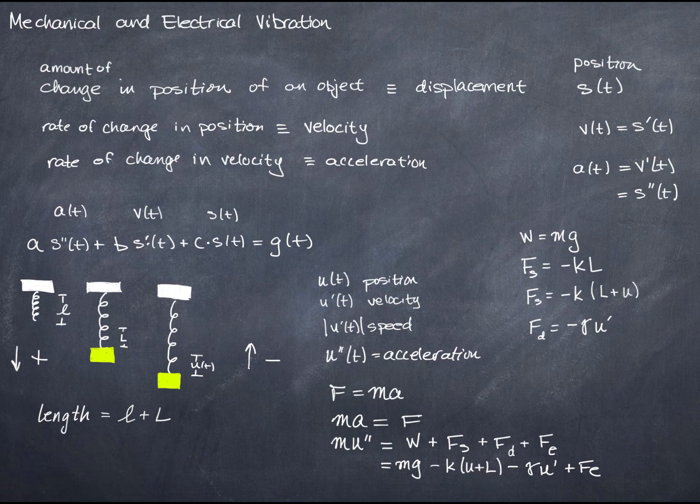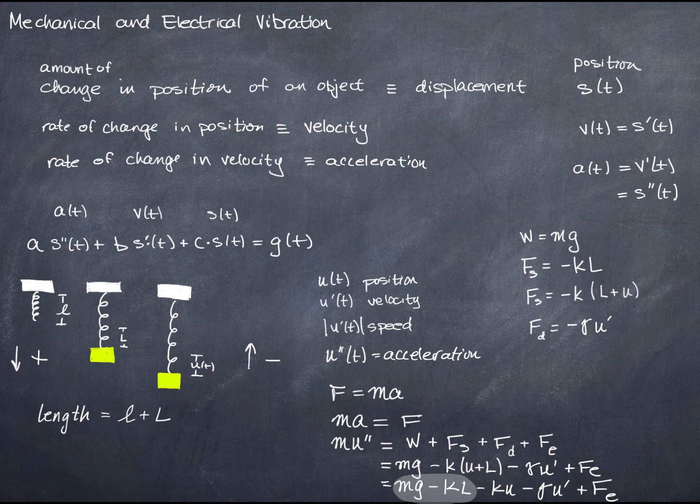If I now distribute, I get mass times acceleration due to gravity minus KL, and then minus K times the function U, minus a different constant times U prime, plus any external forces. Now, this pair of terms, as it turns out, is going to equal 0. So that's going to cancel.